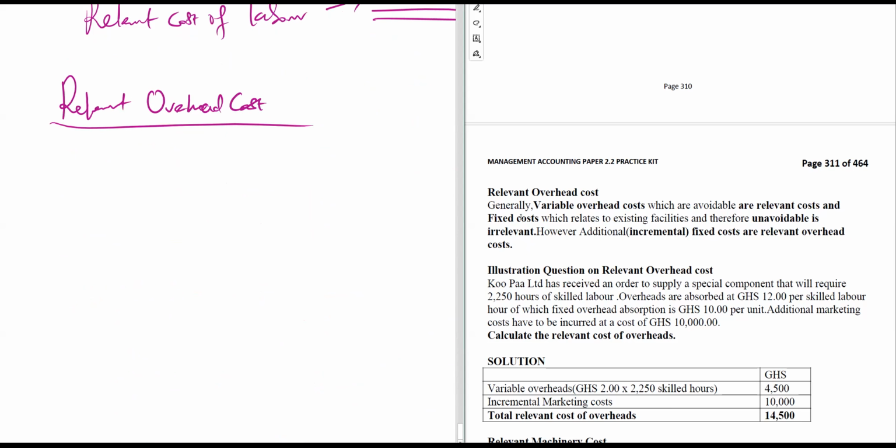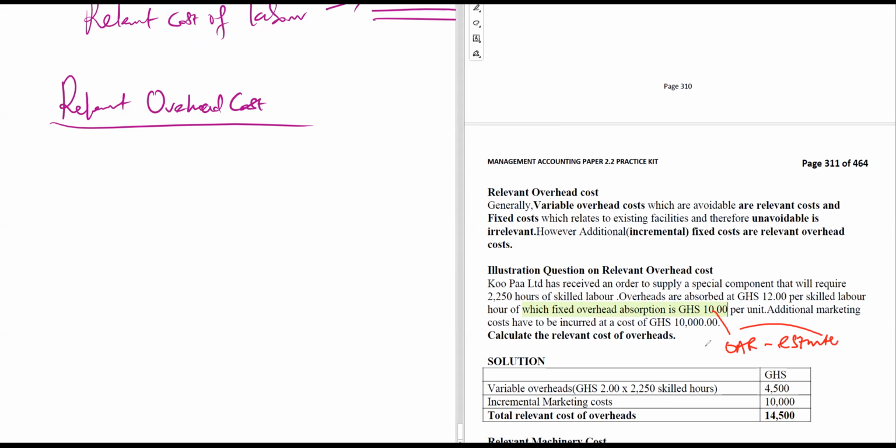So they said what? Copa has received an order to supply a component that will require 250 hours of skilled labor. Now overheads are absorbed at 12 cedi per skilled labor hour, of which fixed overhead absorption is 10 cedis per unit. Is it relevant or irrelevant? Fixed overhead absorption, 10 cedi per unit. Relevant or irrelevant? Irrelevant. I told you any absorbed fixed cost is irrelevant. It's an estimate, right?